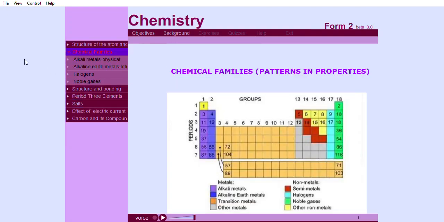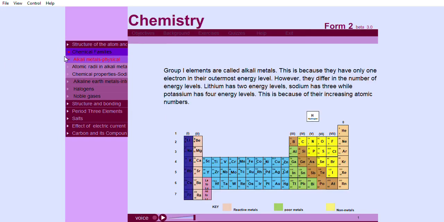In this topic, we will discuss the physical and chemical trends of different groups of the periodic table. Group 1 elements are called alkali metals. This is because they have only one electron in their outermost energy level. However, they differ in the number of energy levels.